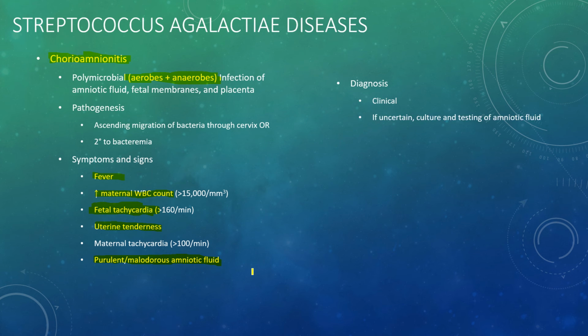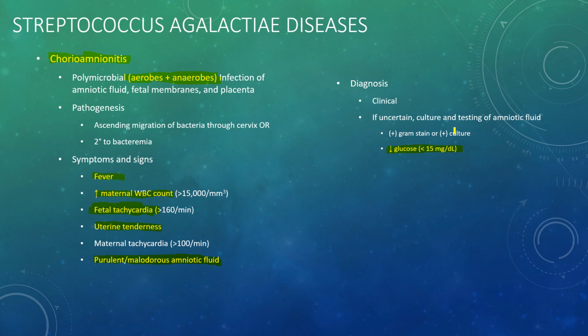There's a clinical diagnosis with these symptoms that we mentioned over here. And if you're uncertain, you can test the amniotic fluid and look for what the bacterial cause is, if you have a positive gram stain or culture. So things that you can see from this amniotic fluid is decreased glucose. Remember, you get decreased glucose if you have a lot of inflammatory cells or a lot of bacteria.